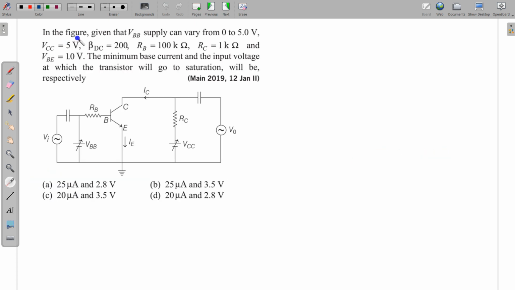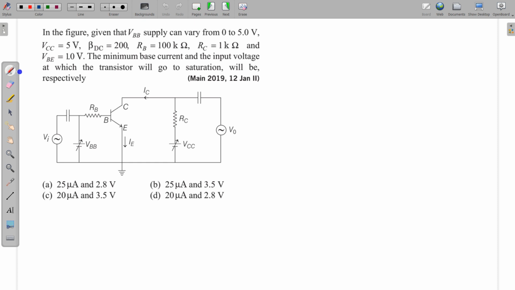Next question. In the figure it is given that the VBB supply can vary from 0 to 5 volt. VCC is 5 volt, beta DC is 200, RB is 100 kilo ohm, RC is 1 kilo ohm, and VBE is 1 volt. Find the minimum base current and the input voltage at which the transistor will go to saturation. This input voltage, in this diagram, is simply equal to VBB.